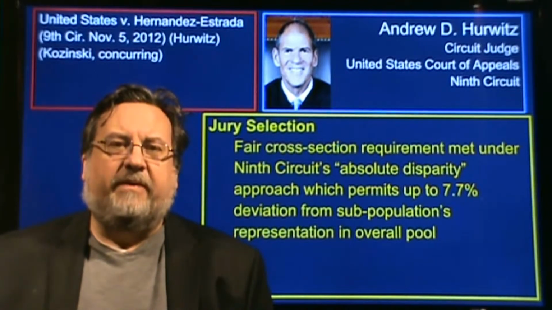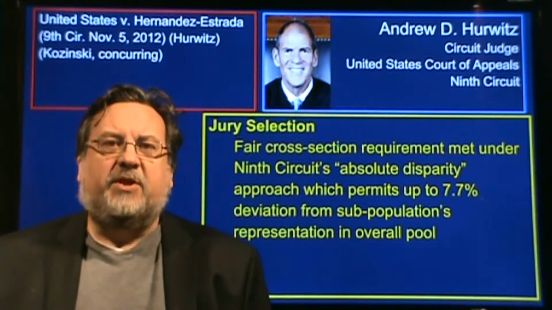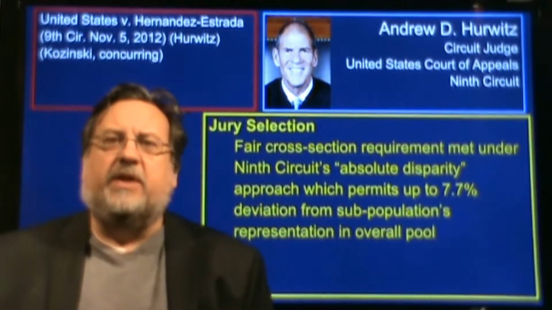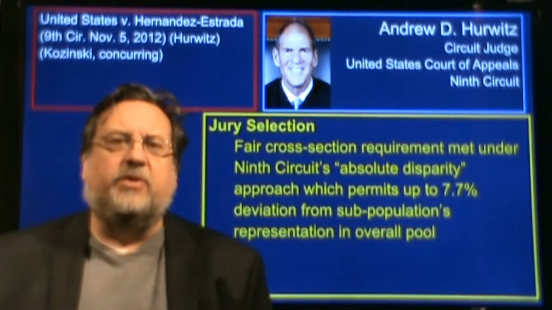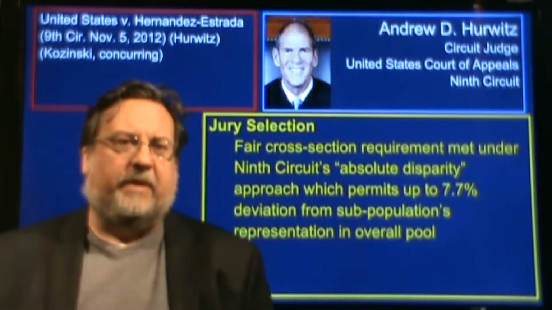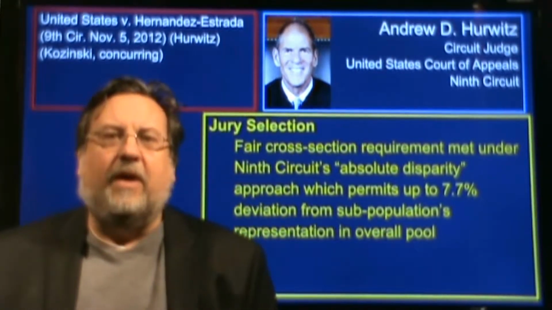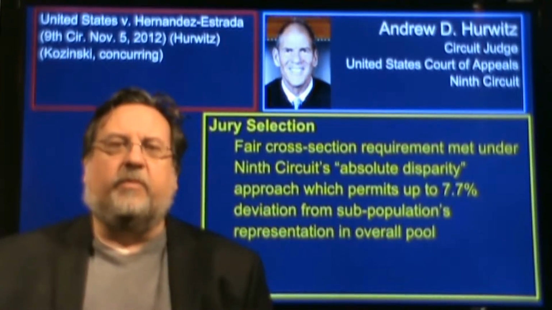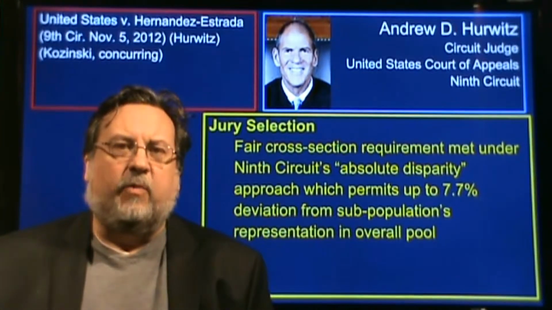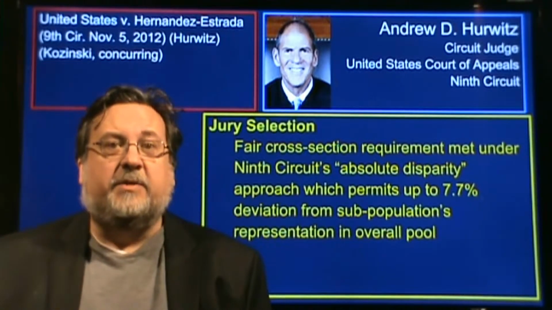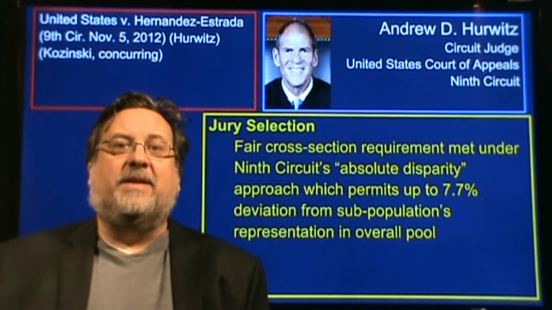The Ninth Circuit has previously adopted an absolute disparity methodology, pursuant to which underrepresentation is measured by taking the percentage of the group at issue in the total population and subtracting from it the percentage of that group that is represented on the master jury wheel. Prior cases of the Ninth Circuit have permitted a disparity as high as 7.7%.